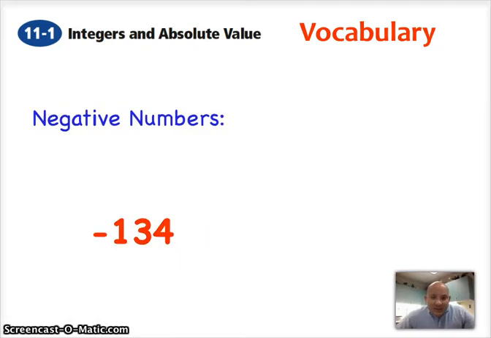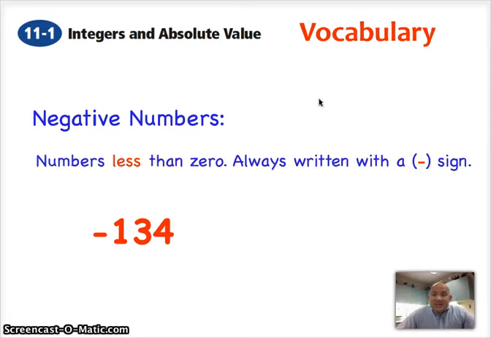Our next term is negative numbers. Negative numbers are numbers less than 0, and they're always written with a minus sign. Here we have a negative 134. Keep in mind, we'll see what these look like on a number line. Many of you already know what they look like.